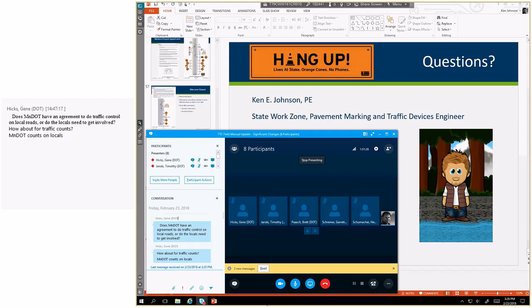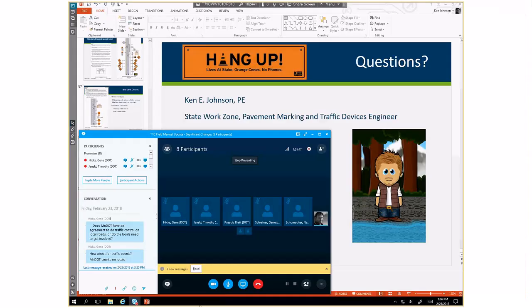So MnDOT counts on the local roads. Okay. So we would be responsible for following the field manual on the local roads. And I think with any of these cases, we need to notify the local road authority when we're going to be out there. We need to get permits from local road authorities, and we need to notify local road authorities when we're out on their roads, and that's good practice anyway, because if we're doing work on their local road system, but another utility is coming in, the local road agency needs to know that so that they can figure out where traffic is going to go.